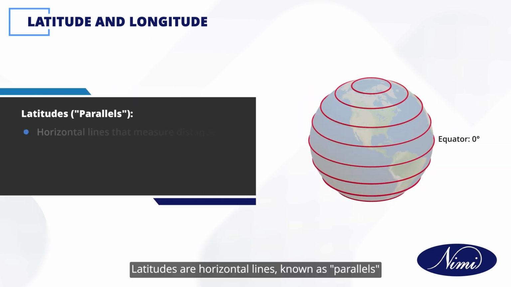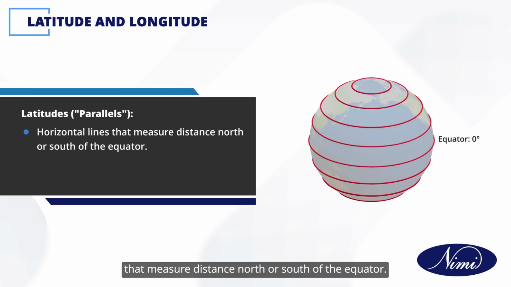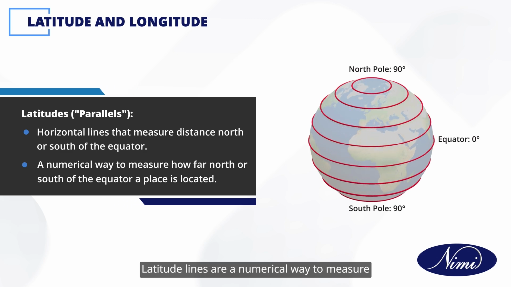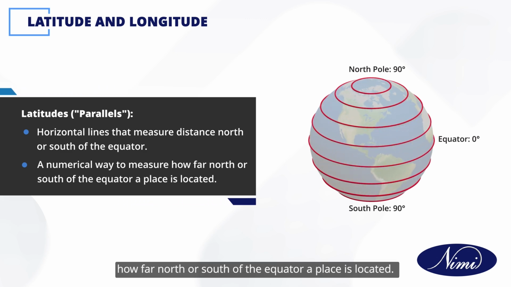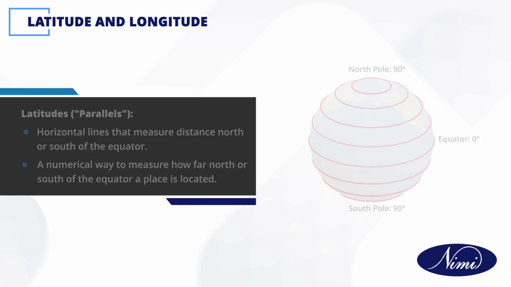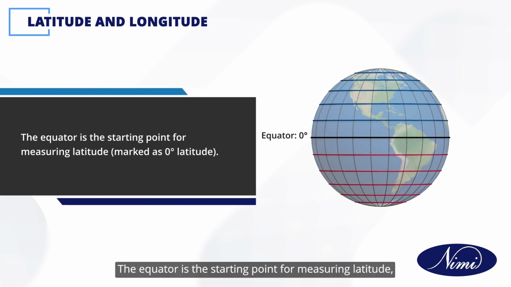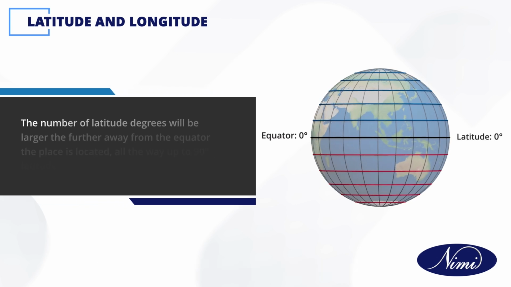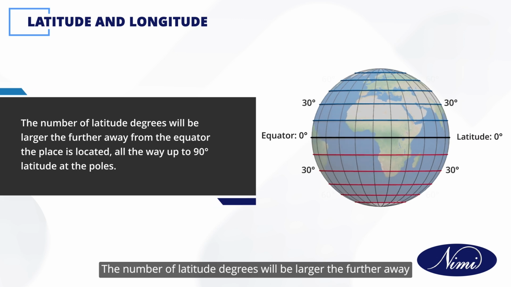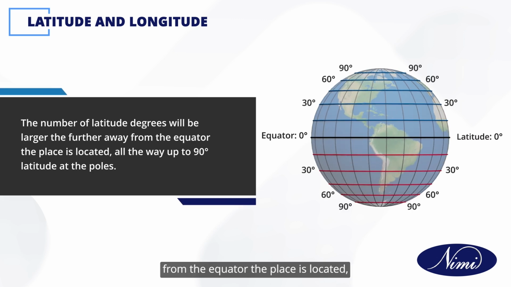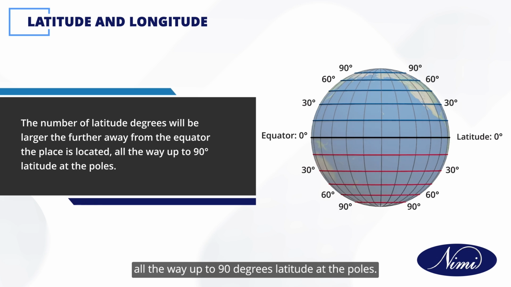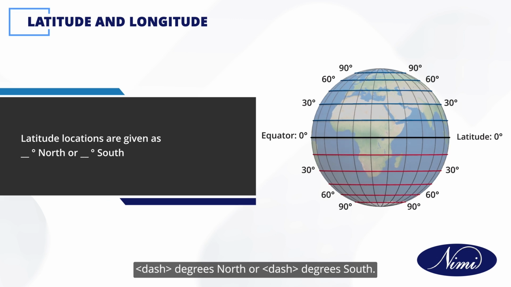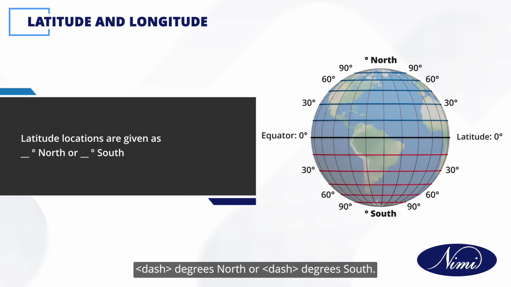Latitudes are horizontal lines known as parallels that measure distance north or south of the equator. Latitude lines are a numerical way to measure how far north or south of the equator a place is located. The equator is the starting point for measuring latitude. That's why it's marked as 0 degrees latitude. The number of latitude degrees will be larger the further away from the equator the place is located, all the way up to 90 degrees latitude at the poles. Latitude locations are given as dash degrees north or dash degrees south.